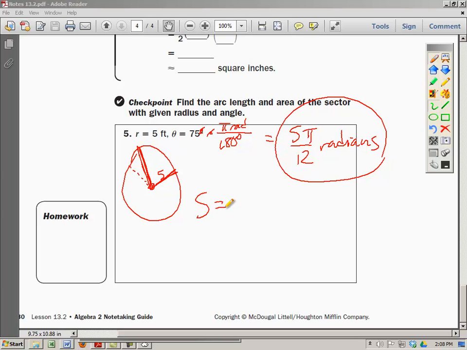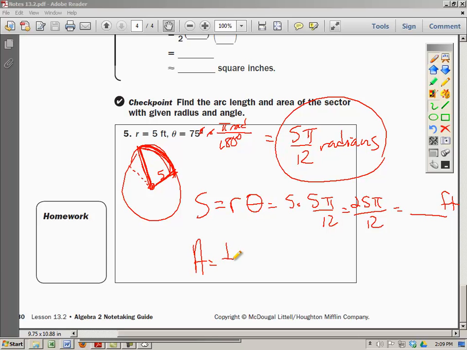The length of the crust would be my arc length, and arc length is found by r times theta. My radius is 5, and theta is 5 pi over 12, which becomes 25 pi over 12. But that doesn't make a lot of sense, so we would go ahead and work out what 25 pi over 12 is to get the approximate answer. This is going to be in feet, and I don't have that number. I can come back with it in just a minute.